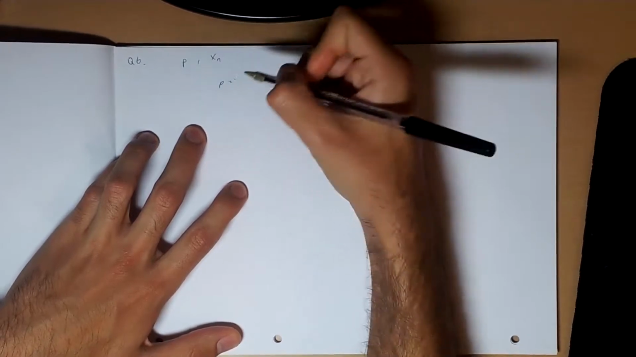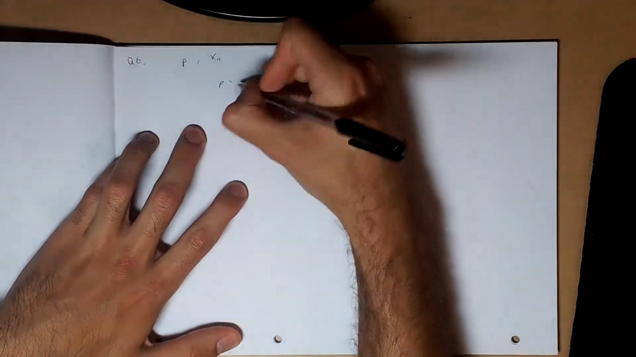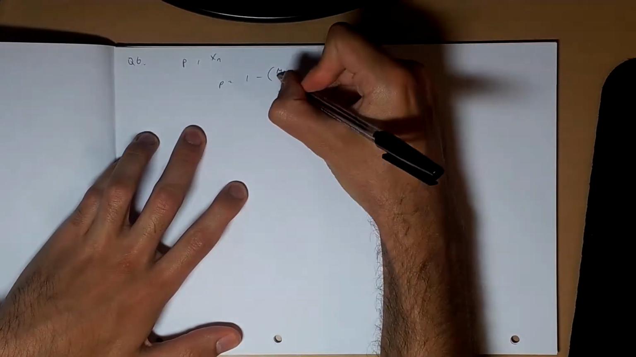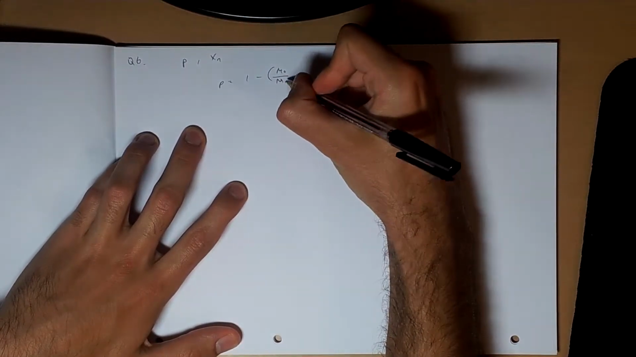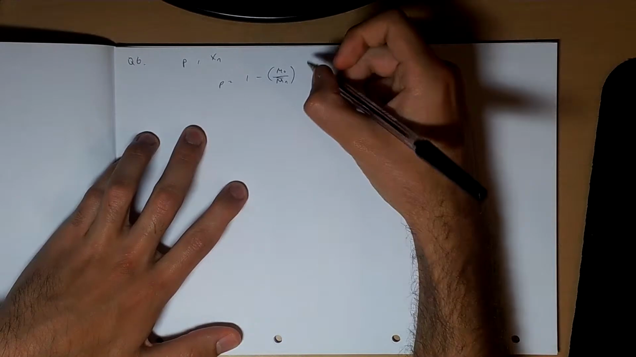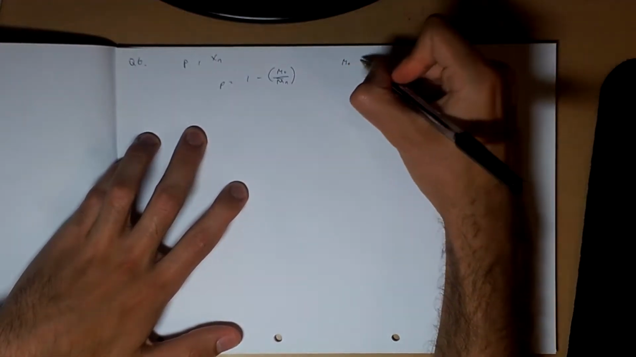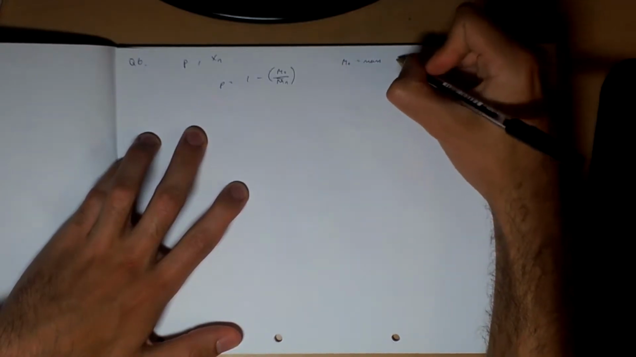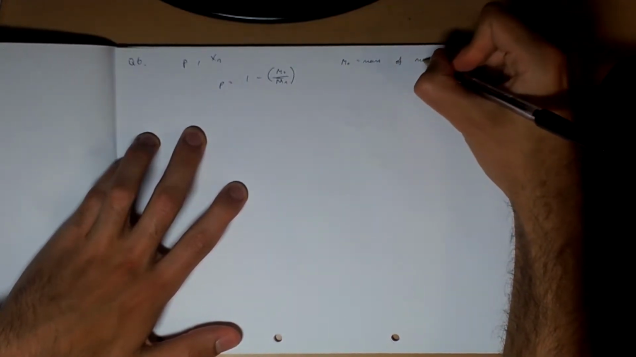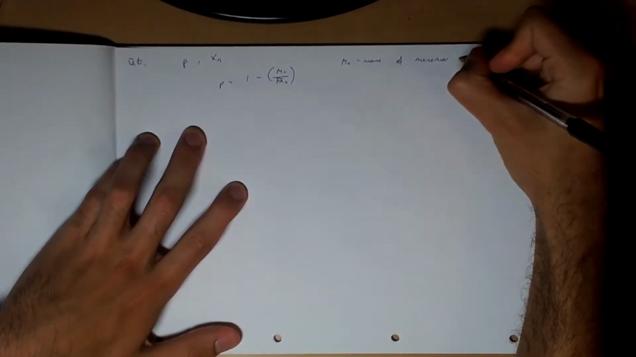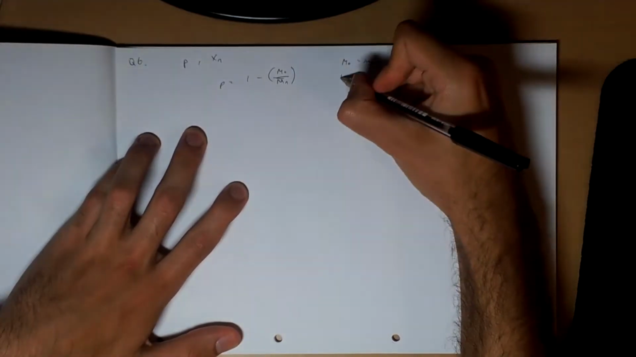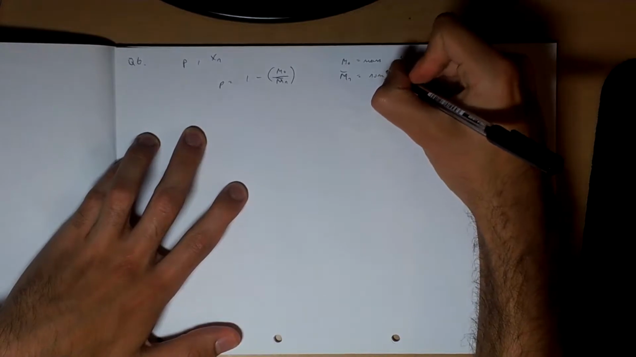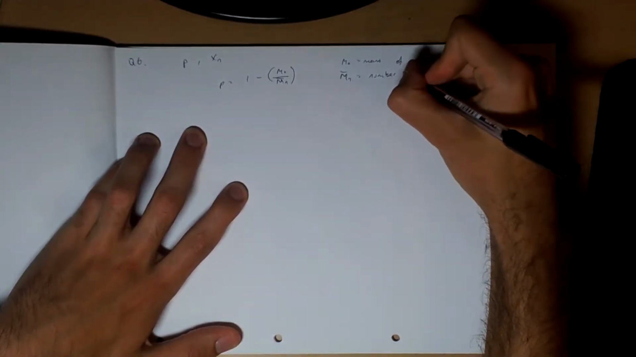So when we're determining P we'll be using an equation we've found in the notes. P equals 1 minus m0 over m bar n, where m0 is the mass of the monomer unit and mn is the number average molar mass.